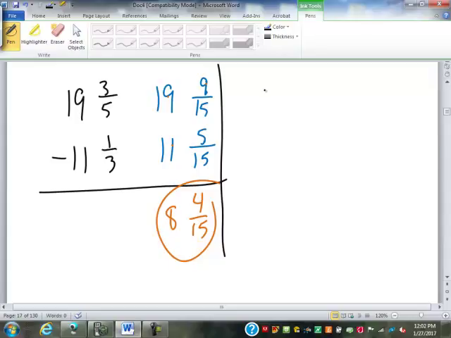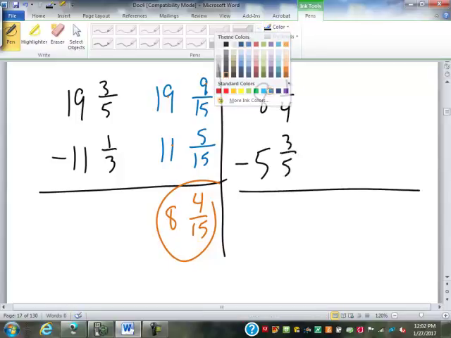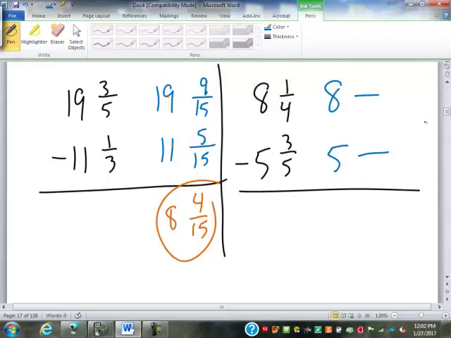Now again, it doesn't stay that simple, of course. We can run into things like 8 and 1/4 minus 5 and, let's do 3/5. What's our common denominator? 20. What's this numerator? 5. And this one? 12. Okay, so now we go to subtract. 5/20 minus 12/20 gives us a problem. We can't take 12 away from 5. So we're going to have to borrow, make the 8 a 7.